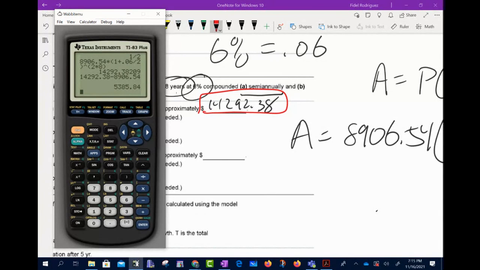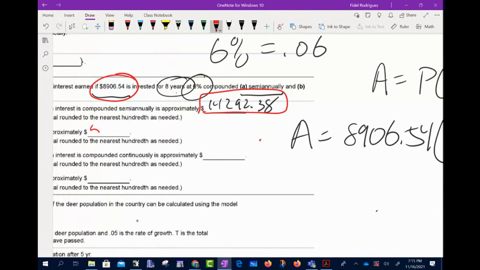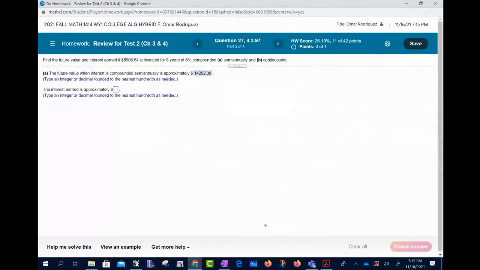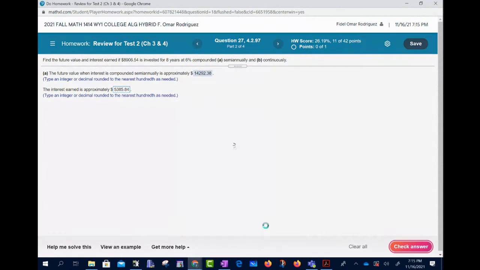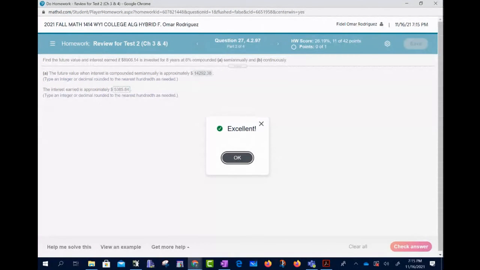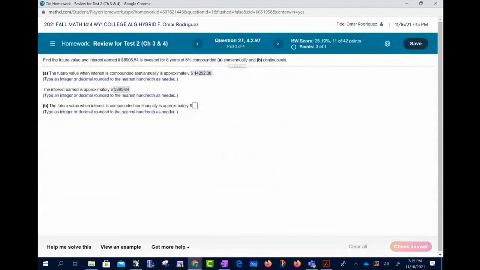5385.84. Right, yeah, there we go. So look, let me enter this part in here. 5385.84. There we go. That's how much money we made in interest, right? So we didn't have to do anything, let the money sit in the bank. It took me 8 years, but now I got an extra $5,000. All right.